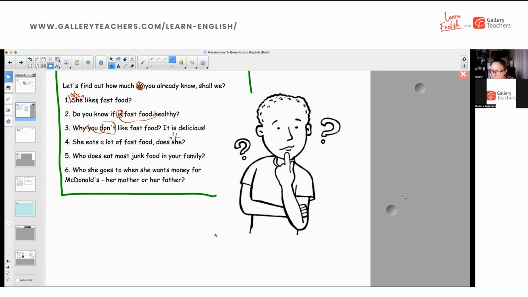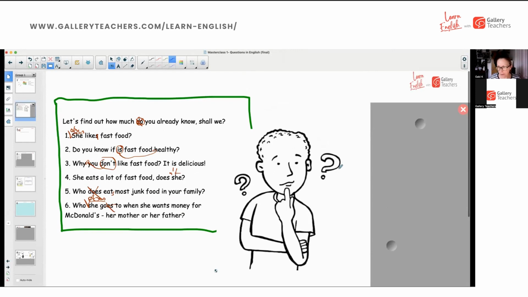Number five. Okay, Twang actually identified the mistake in number four. Number five, who does eat most junk food in your family? Very good. We don't need this. And number six, who she goes to when she wants money for McDonald's? Her mother? Her father? Anybody? So something is missing here. Very good. Christina, you're very good. So, who does she go to? Okay, now we have these errors dealt with.